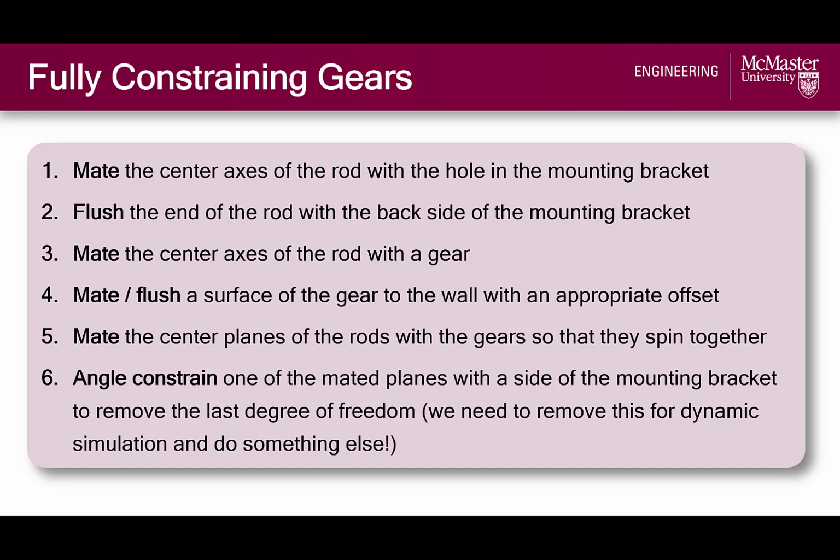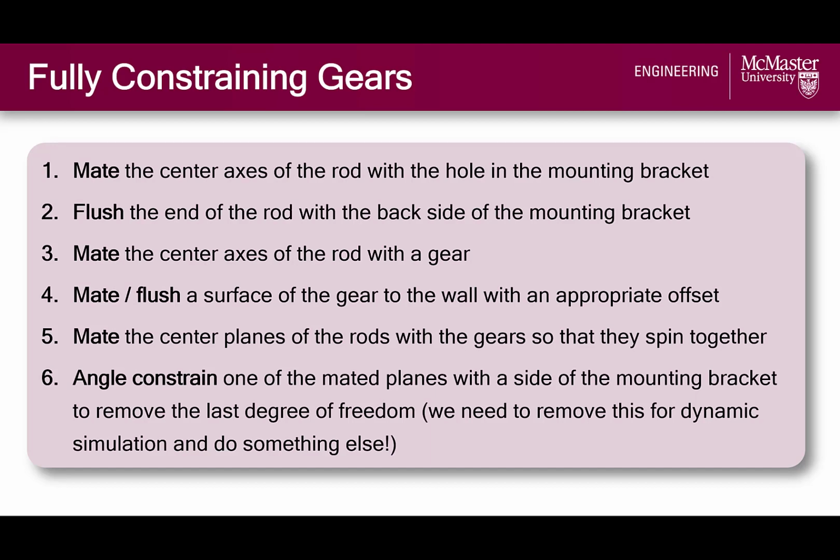We also applied the axis-axis mate constraint between the rods and the gears, and we used either a flush or a mate constraint with offset to define the positions of the gears along the rods. We also mated the origin planes of the rods with those of the gears so that the rods would spin with the gears. And the last thing we did was apply an angle constraint between the origin planes of the gears and the side face of the mounting bracket so that the gears and their rods would no longer be able to spin about their axes.